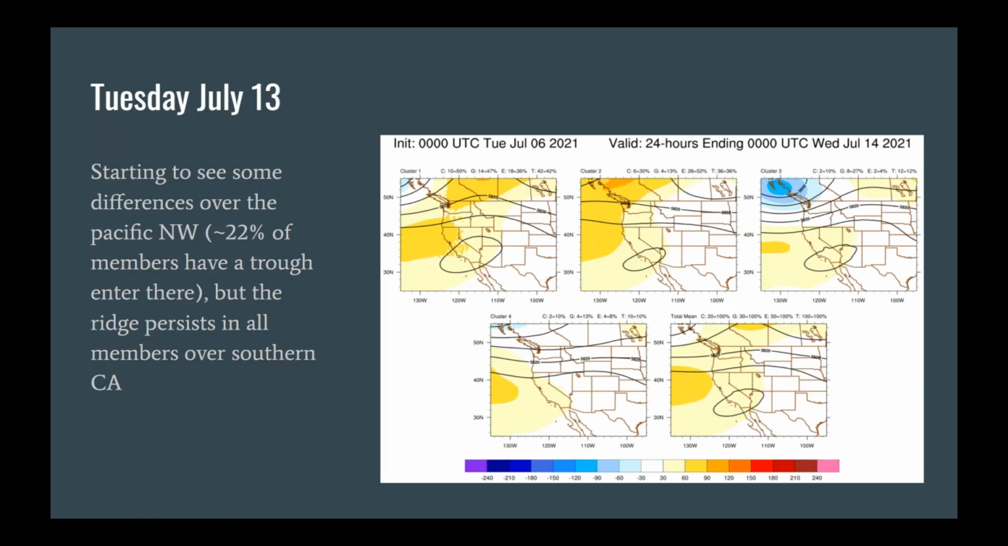delineating some potential for some trough in the Pacific Northwest, albeit a very small percentage, a total of 22%. The majority of the ensemble members still project at least a zonal and above normal height flow there across the Pacific Northwest. But focusing back down to the subtropical ridge, it's still going strong across Southern California.